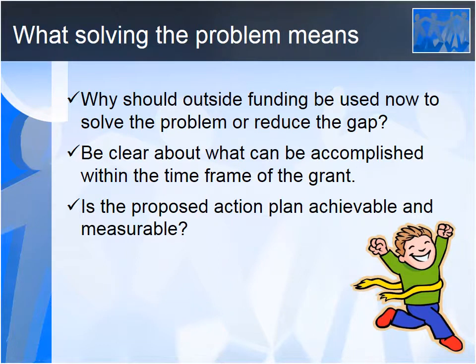Now, we have to be careful to not overclaim or overpromise. We want to be very clear what can be accomplished within the time frame of the grant, not overpromising or underpromising. And we want to make sure that we talk about in the need that this is a very reasonable, achievable, and measurable outcome if we take this proposed action.